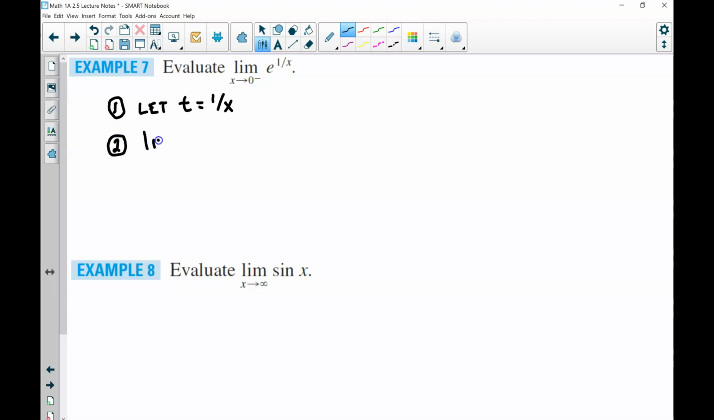And so now we can say that the limit as x approaches 0 from the left of t, meaning, what is the graph of 1 over x? Well, we know that the graph of 1 over x looks like the following. We know it's the reciprocal function.